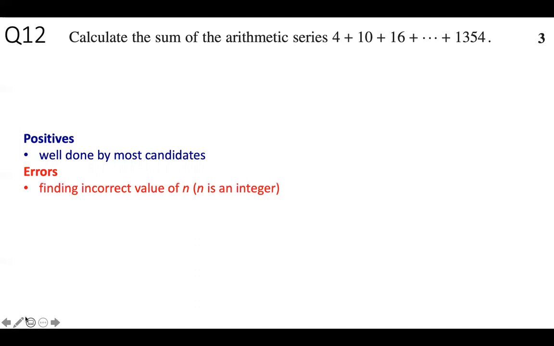Some of the errors that students made included finding an incorrect value of n, and many students actually found n as a value that was not an integer, which they should have picked up, but a lot of students didn't. Some students mixed up their values of a and d, and some students found a and d and l, but weren't really sure how to proceed to find n.